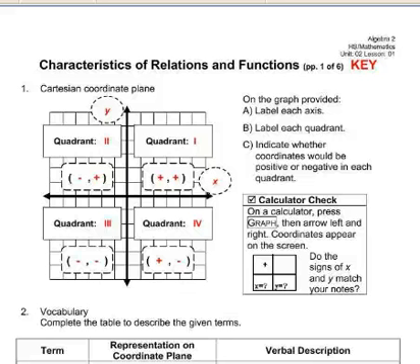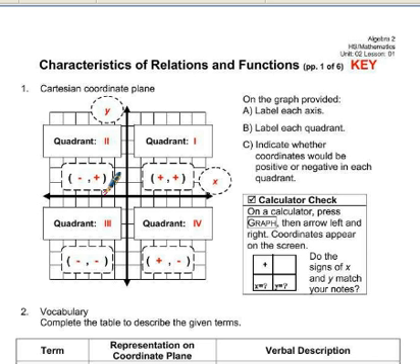Alright, hey guys, this is your video over characteristics of relations and functions. Hopefully a lot of this is review, but you do need to make sure that you are very comfortable with everything on here, this terminology. In this top area right here, make sure you fill in all these things.